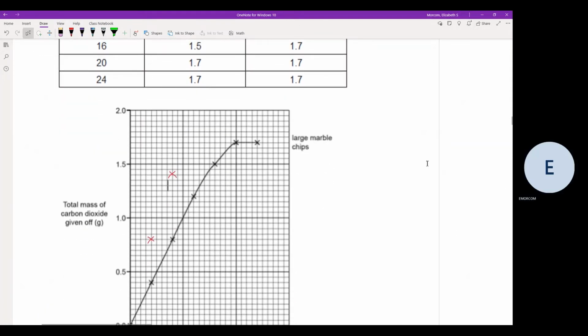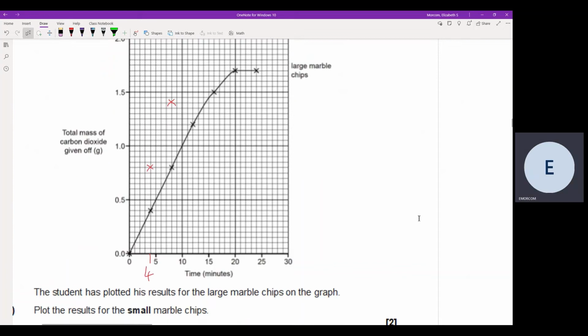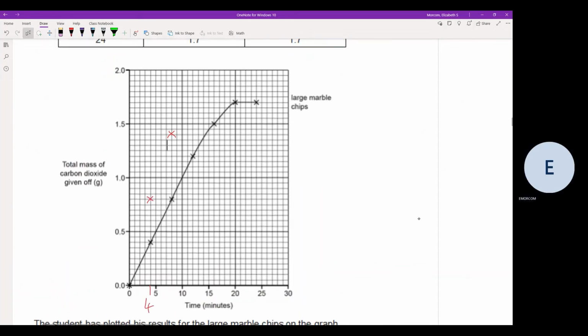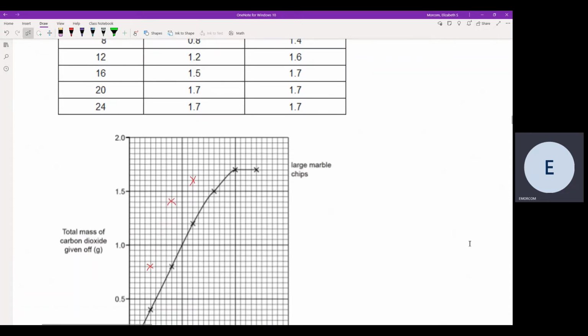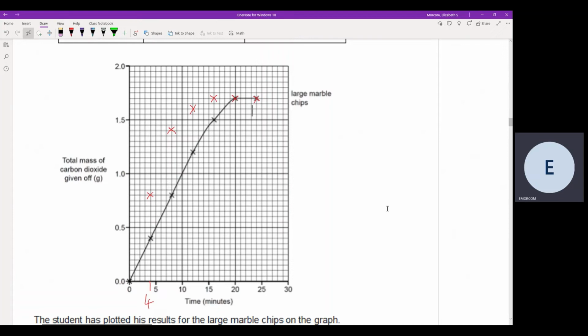1.6 at 12 minutes. So there's my 12, 1.5, 1.6 over here. And then 1.7 to the end. So that's 1.7, 1.7. Okay, now drawing the line of best fit is going to be really difficult for me to do on the screen. I'll have a go.